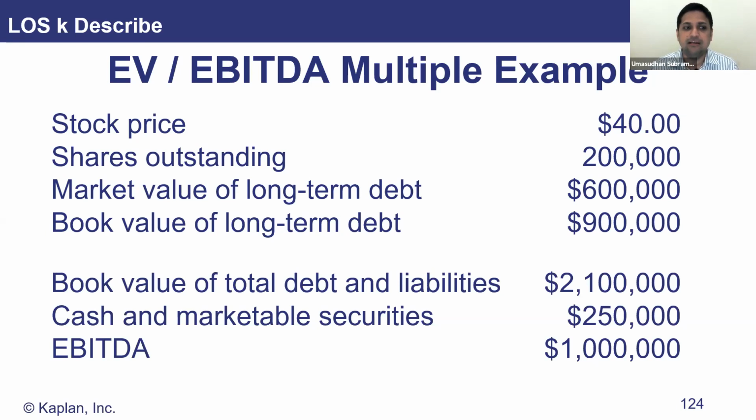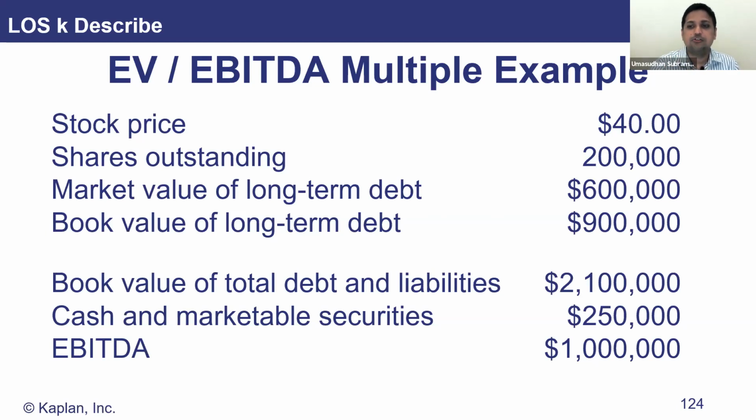So the market capitalization of this company, you got $40 here times the shares outstanding, which is 200,000. So that's going to give you $8 million. So that's exactly right. It's going to be $8 million. It's going to be your total market value of the company, which is 40 times 200,000 shares. So that is the market value of equity. Now, the market value of long-term debt is given, 600,000, which you can add.